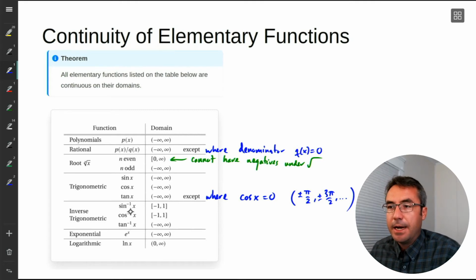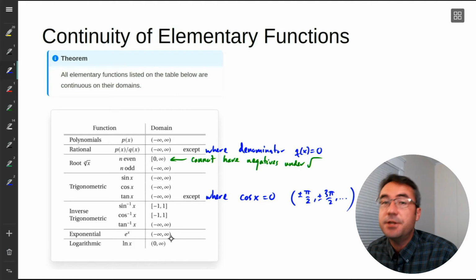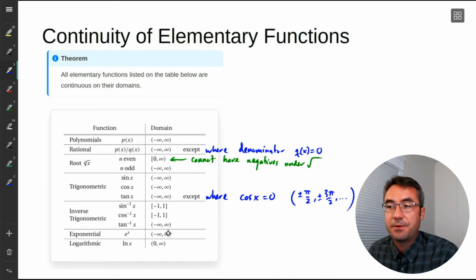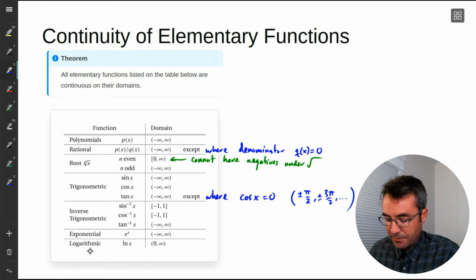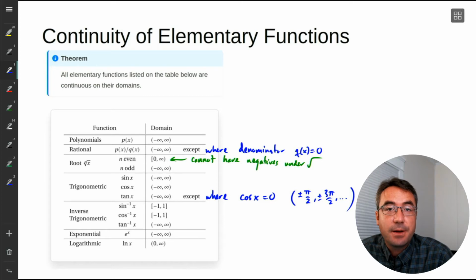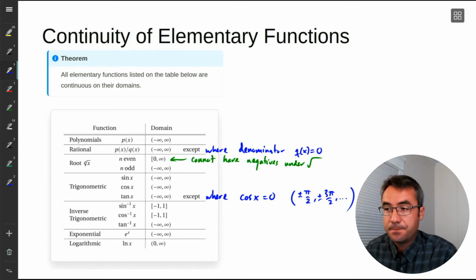Then we have our more common inverse trig functions, so inverse sine, inverse cosine, inverse tan. Inverse sine and cosine are defined on these closed intervals from -1 to 1. Inverse tan is very nice. It's defined for all real numbers, so it's continuous for all real numbers. Same thing for e to the x, our exponential function, defined for all real numbers, so continuous for all real numbers. And then the log function ln x, it's defined for positive numbers, so everything greater than 0.